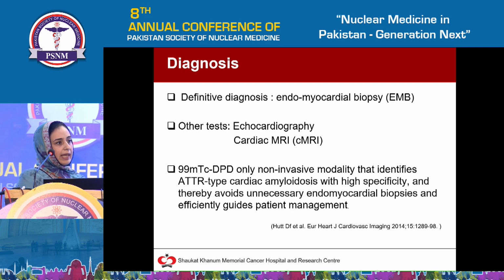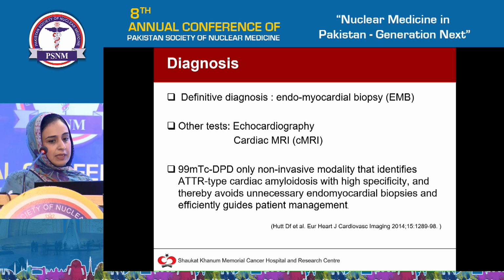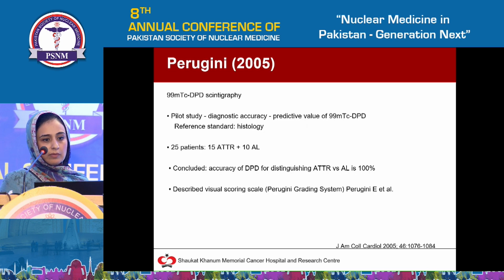Now, how do you diagnose it? The definitive diagnosis is obviously with endomyocardial biopsy. We also use tests like echocardiography and cardiac MRI, and I'm not going to go into details about any of these. I'm just going to stick to our topic for today. Technetium DPD is the only non-invasive modality that can identify ATTR type cardiac amyloidosis with high specificity, and can avoid unnecessary biopsies and help patient management.